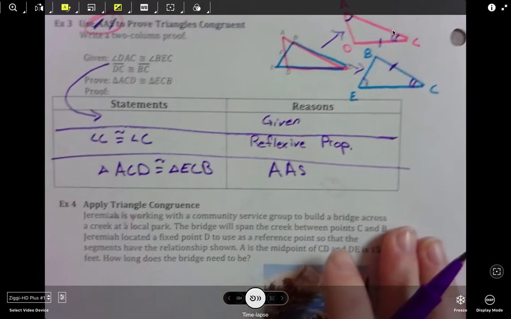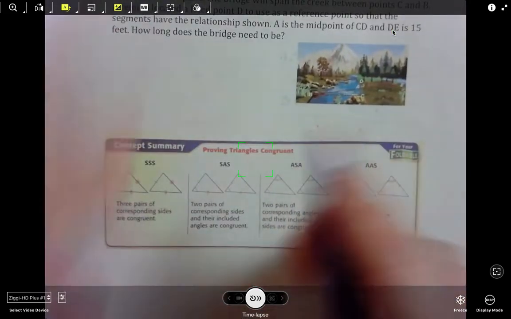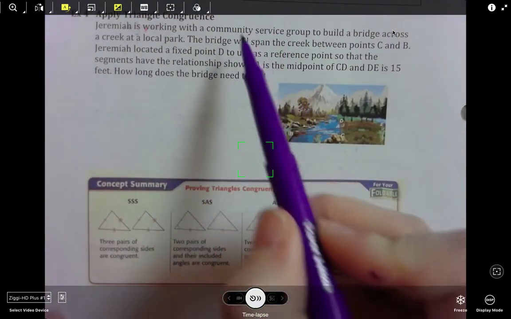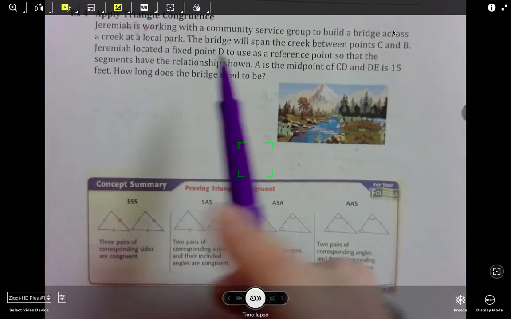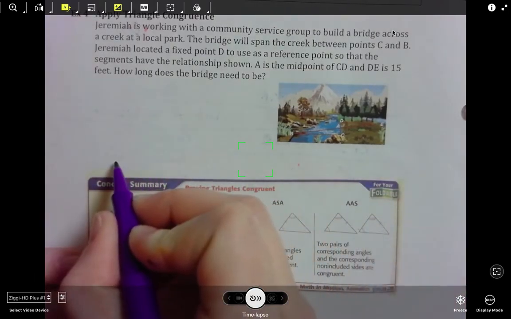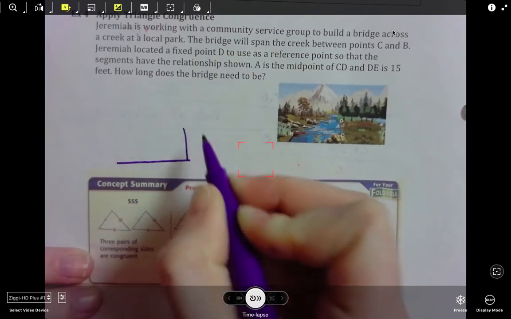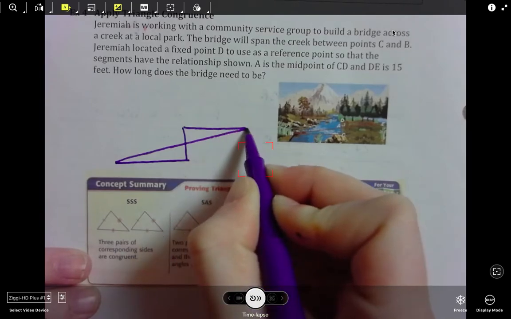Okay. All right. Example 4. Apply triangle congruence. So Jeremiah is working. Let's see if you can see this. Jeremiah is working with a community service group to build a bridge across a creek at a local park. The bridge will span the creek between points C and B. Okay, I can't really see how this is working here, so I'm going to draw this picture over again. And we've got a thing connected in between right there.